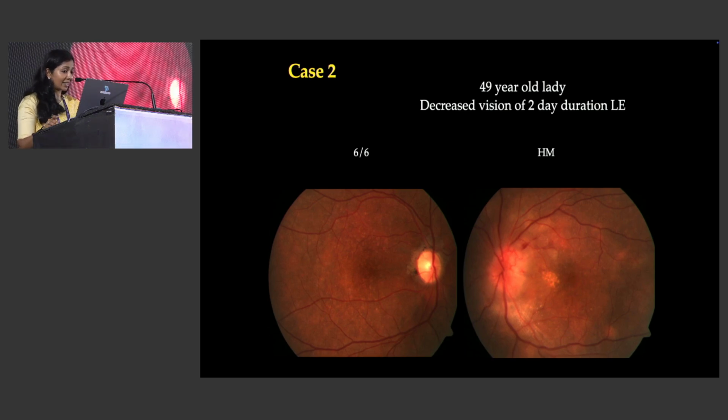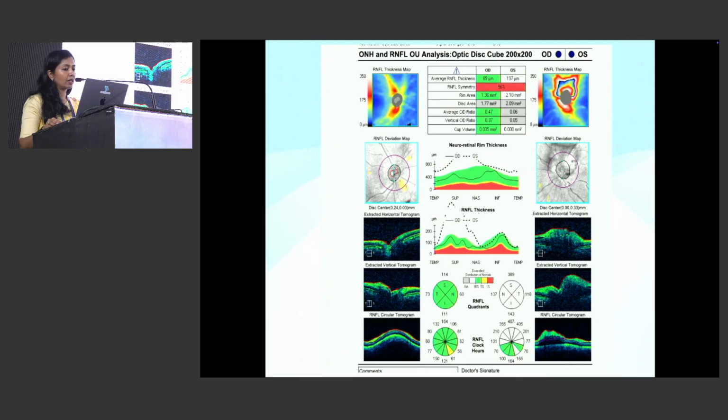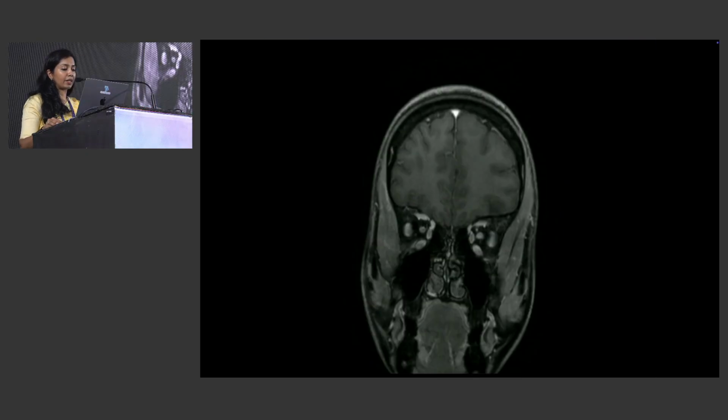Now we'll go to the next case, a 49-year-old lady, which is outside the typical age group, with decreased vision of 2 days in the left eye, and visual acuity of hand movements. The left eye is showing disc edema. So the atypical features are age outside the range, severe vision loss, and disc edema. OCT confirmed increased peripapillary RNFL thickness.